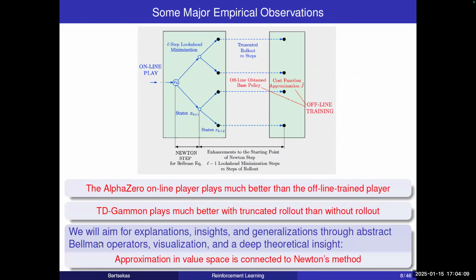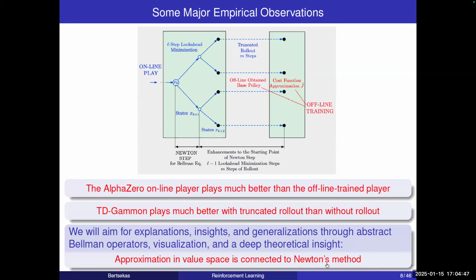makes a big difference. And in this course, we will aim for explanations, insights, and generalizations through abstract Bellman operators. There's something called a Bellman equation in dynamic programming. There's something called a Bellman operator there. And we're going to be using this concept quite a bit. We're going to explain what's happening by visualization. And there's a deep theoretical insight here, namely that approximation in value space, this principal method for reinforcement learning, is closely connected to Newton's method.